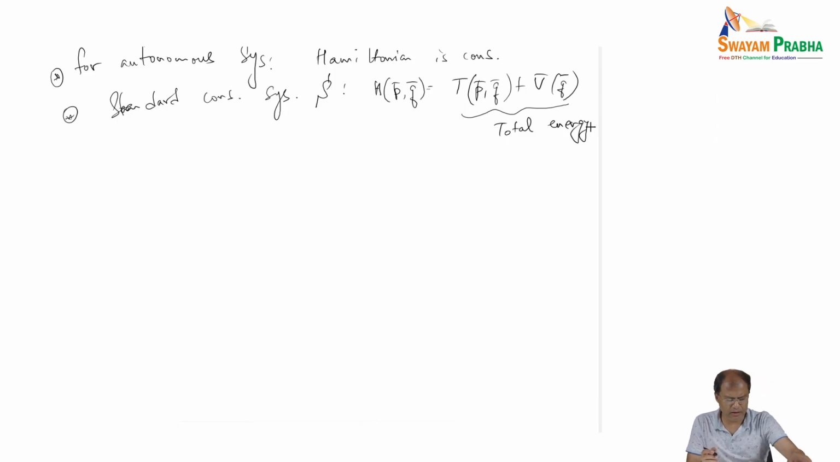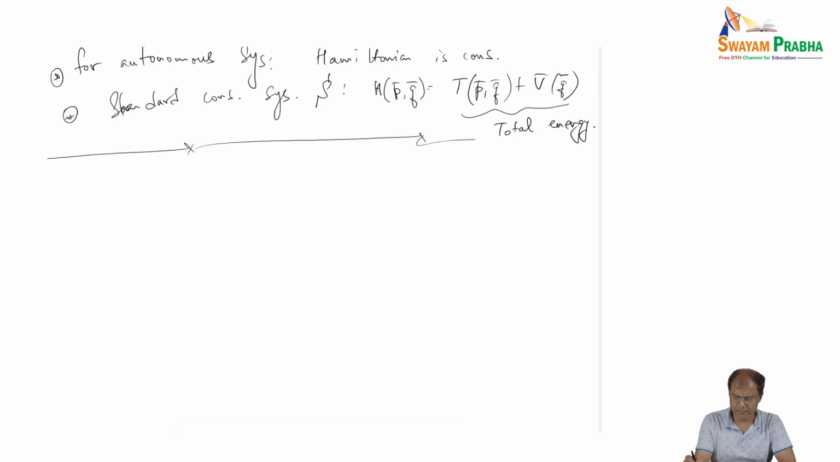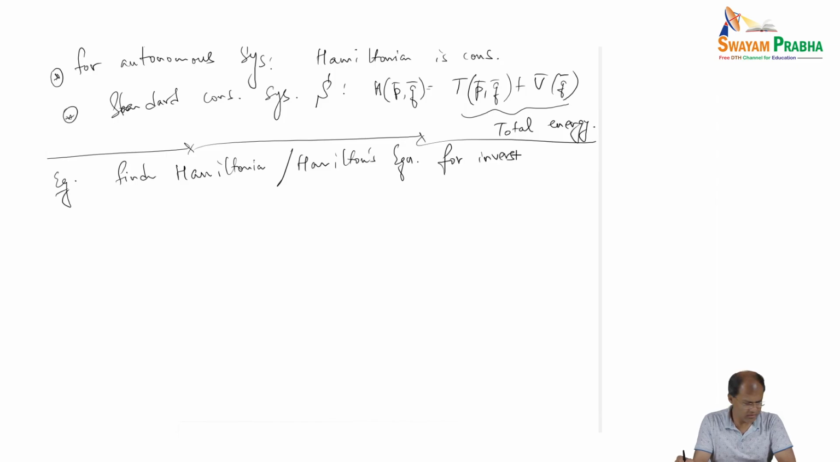So then let us again look at one more example. The example is we need to find the Hamiltonian or the Hamilton's equation. The Hamilton's equation for the inverse square orbit, right? And we need to find, so again we know that we will find these quantities via the Lagrangian.